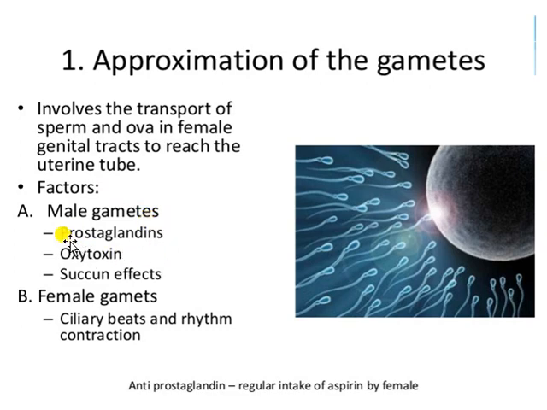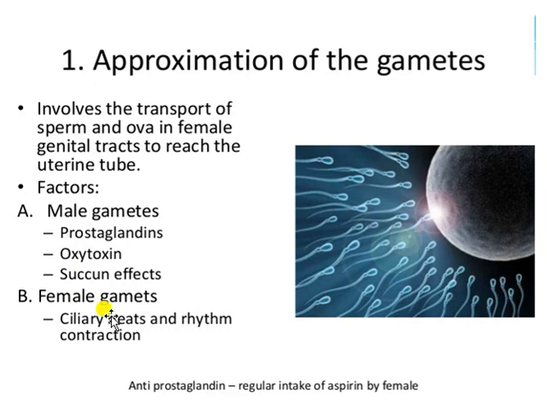Let's see. Prostaglandin hormone is responsible for contraction and relaxation of the uterine muscle during sperm movement. Oxytocin is also responsible for uterine muscle contraction and relaxation when the male gamete moves towards the isthmus ampullary junction. And there is also a suction effect, which sucks the sperm cells towards the desired region where fertilization takes place.